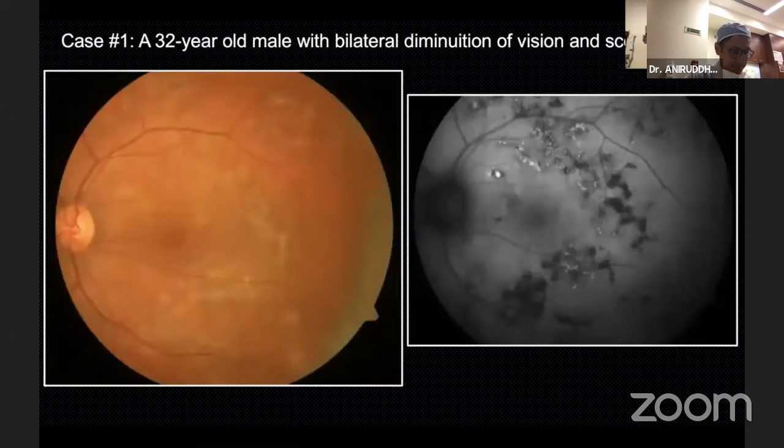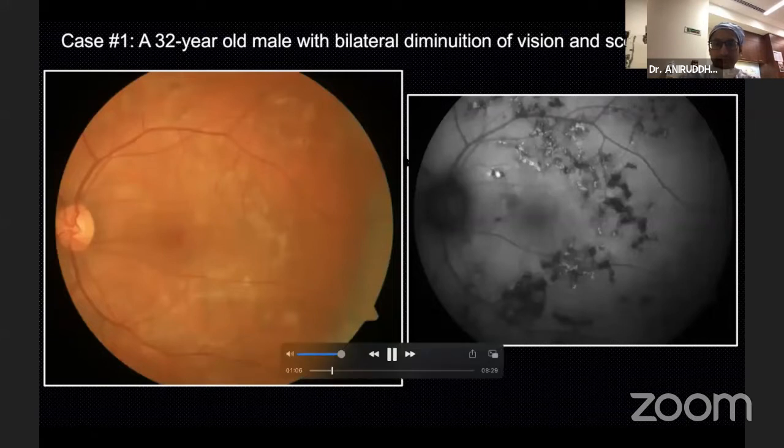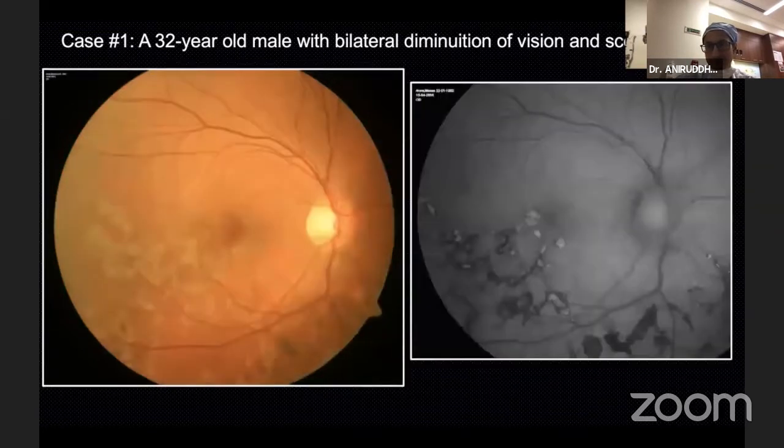This is a classic case of a young male with bilateral diminution of vision, and as you can see, there is serpiginous choroiditis because of TB, and you have the classic yellowish serpentine lesions on the fundus in the macula, and autofluorescence imaging shows you that these lesions are hyperautofluorescent, which means that they are active. The right eye also has lesions, especially involving the fovea and vision-threatening lesions, which are active and hyperautofluorescent.